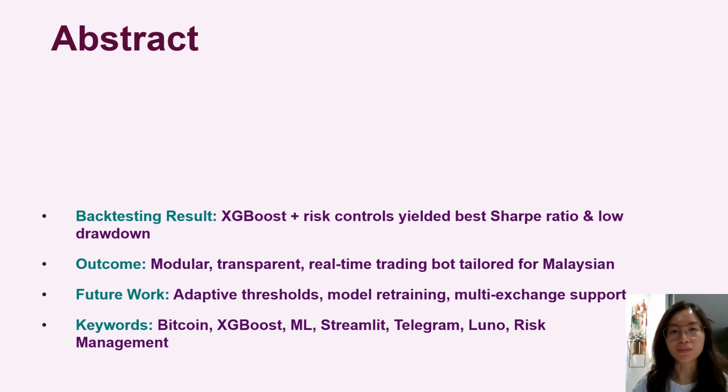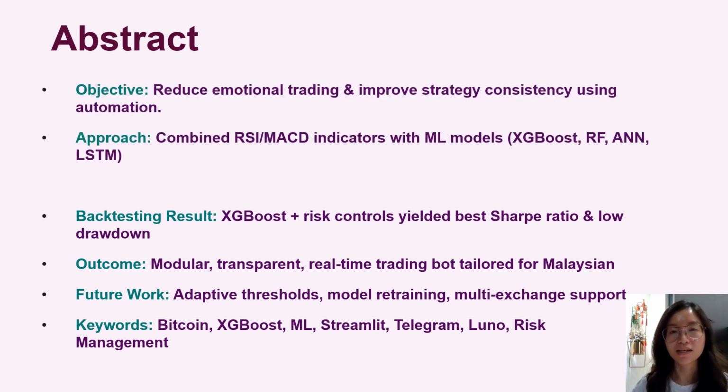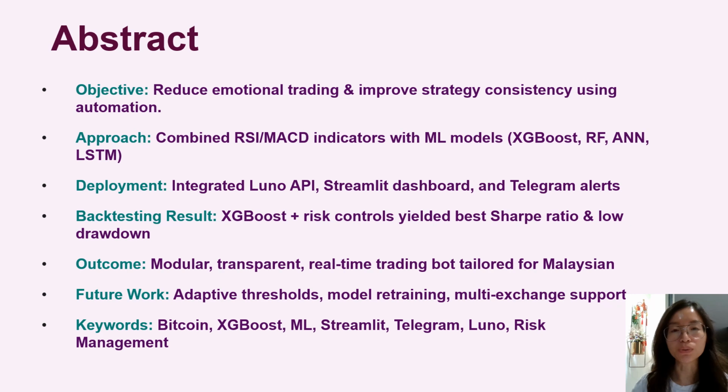This project focuses on building a real-time Bitcoin trading board specially designed for Malaysian retail investors. The system uses technical indicators along with a machine learning model to generate trading signals. We integrated real-time market data with the Luno API and deployed the board using Python and Streamlit with Telegram alerts for live monitoring. In backtesting, the SGD-based model with added risk control produced the best Sharpe ratio and lower drawdowns, showing strong performance under risk-adjusted conditions.